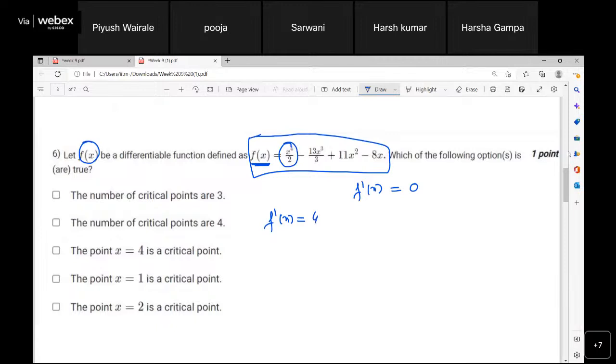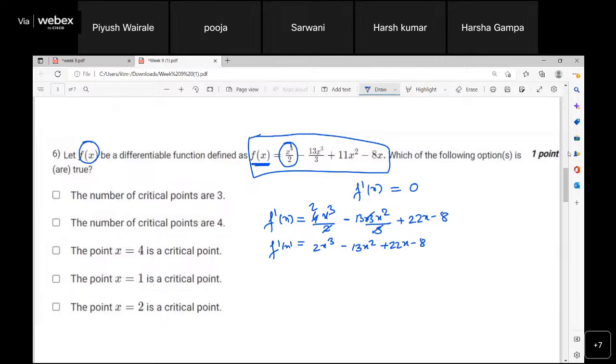So what will be 4x cubed by 2, right? Now derivative of x cube, 3 will come down and it is x square, right? So 3 into 13x square divided by 3, plus 22x minus 8, right? So this 2 will get here, this 3 will get cancelled. What I will get? 2x cube minus 13x square plus 22x minus 8, right? So this is my f dash of x.